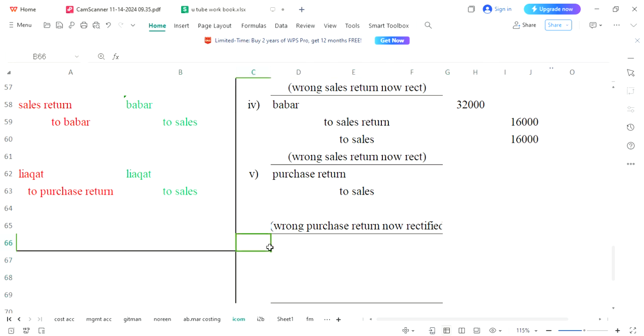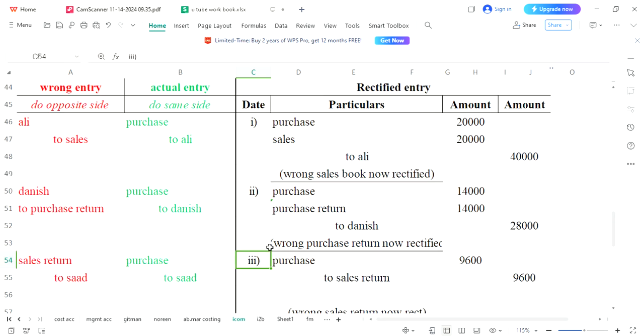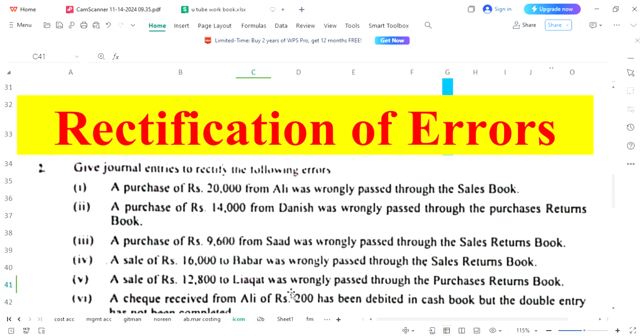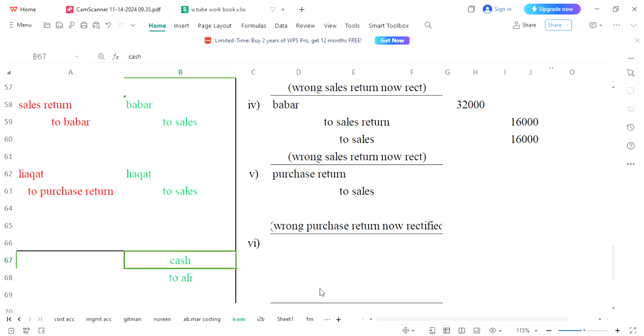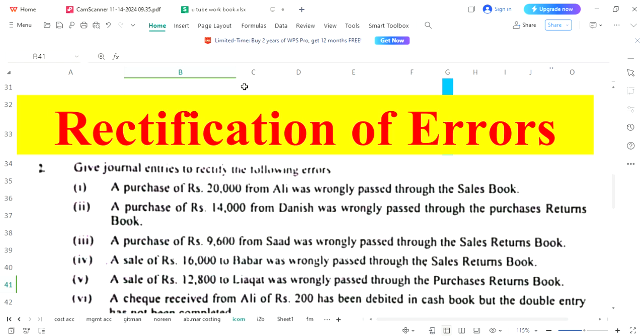We are now going to see the 6th entry. All right, let's see what the 6th entry is saying. A check received from Ali. Since we have received this check, it is cash to Ali. As the check has not been deposited in the bank, we cannot write the name of the bank over here. For the time being, we will consider it as cash.